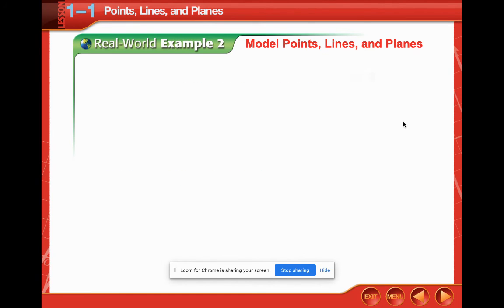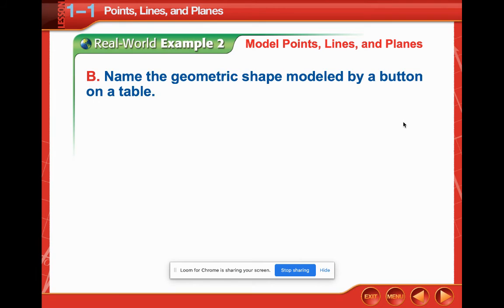All right. Name the geometric shape modeled by a button on a table. Okay. A button on a table is a point. All right. So that is a point.